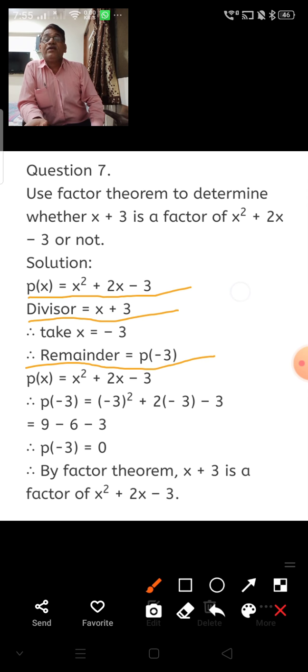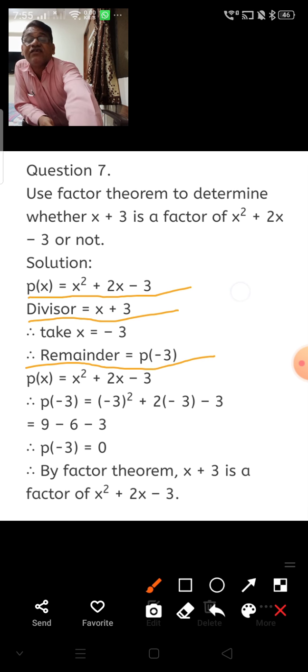And if p of minus 3 is not 0, then x plus 3 is not a factor of x square plus 2x minus 3. Okay, first you have to find out p of minus 3. So p of x is x square plus 2x minus 3. Then find out p of minus 3.